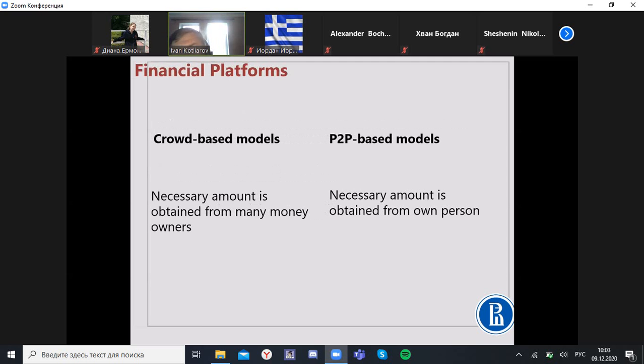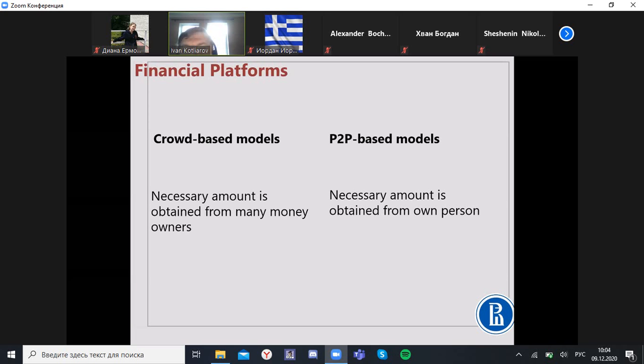Well, let's continue. Ladies and gentlemen, what about financial platforms? I would like to tell you that there is a difference between crowd-based models and P2P, person-to-person or peer-to-peer based models. We have already discussed the crowd-based models. It is crowdfunding, indeed. And I'm sure you have heard about P2P based models. In this case, a person interacts with another person. Torrents are a good example of P2P interaction.